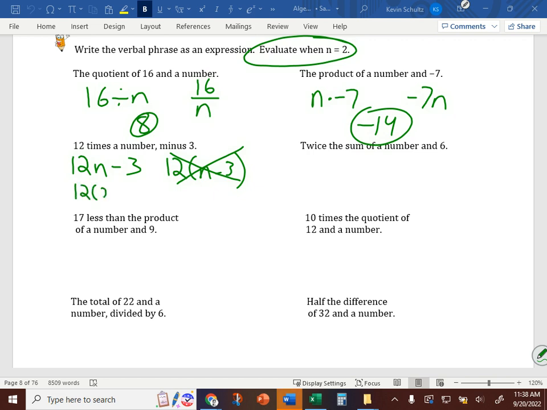So 12 times 2 minus 3, 24 minus 3 equals 21. Okay.